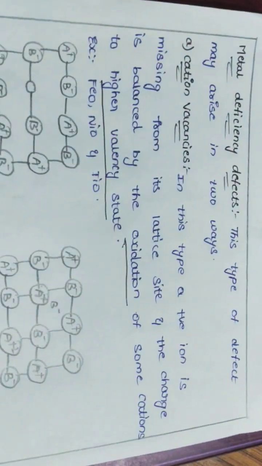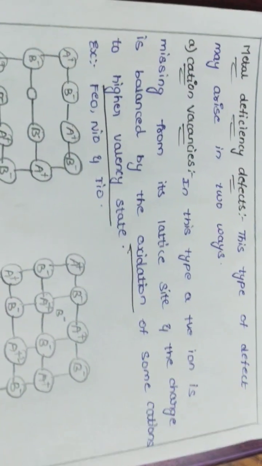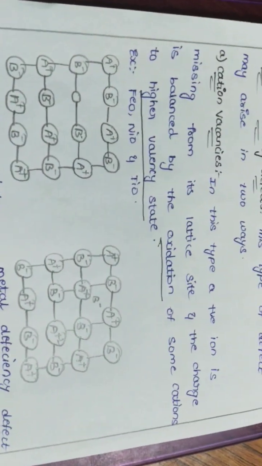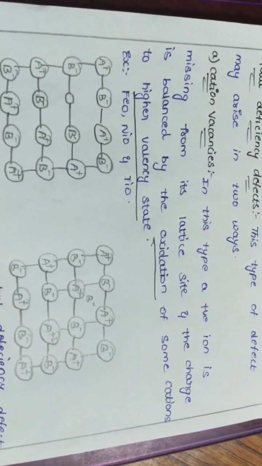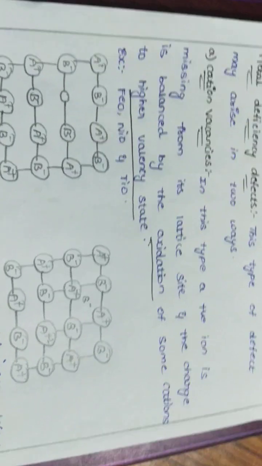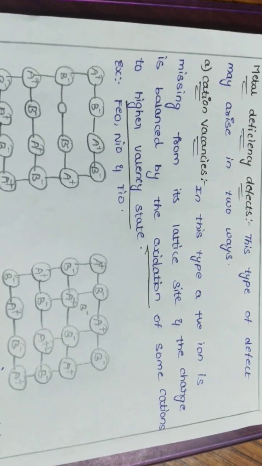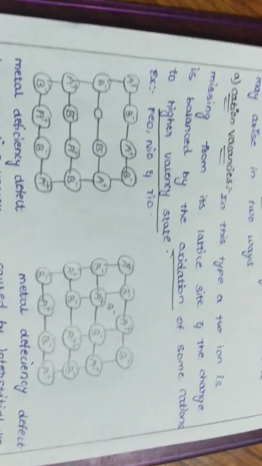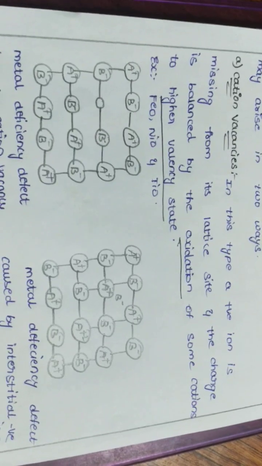Metal deficiency defect. This type of defect may arise in two ways. Cation vacancies. In this type, a positive ion is missing from its lattice site and the charge is balanced by the oxidation of some cations to a higher valency state. Example: FeO, NiO and TiO.